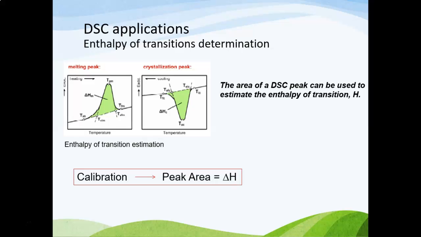We can also use DSC for enthalpy determination. The area of a DSC peak can be used to estimate the enthalpy of transition, which is the delta H, which is the area inside the curve, okay, and also below the curve.